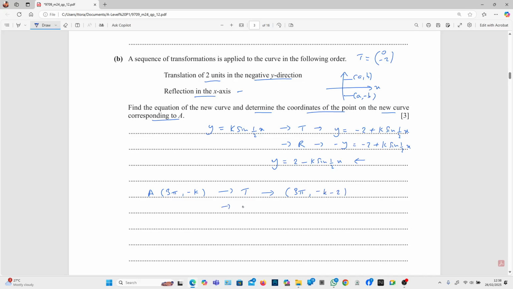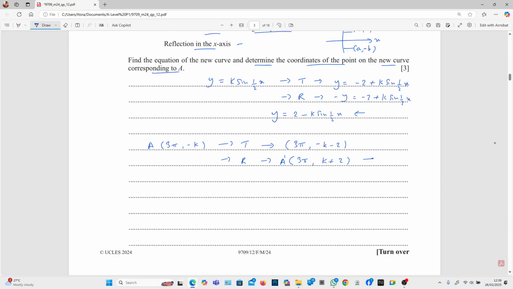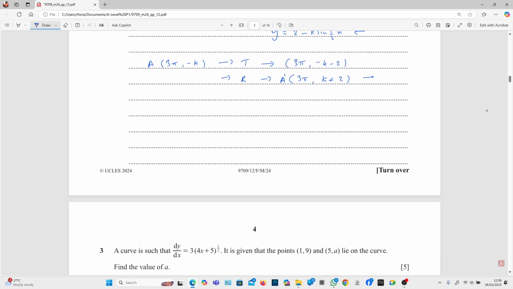Then it's going to get reflected, and we did say that for reflection, the y is going to turn negative. As you can see, b becomes minus b. So the x remains unchanged. So minus k and minus 2 becomes k plus 2. That's my image corresponding to A, the coordinates on the new curve. Let me just call it A dash, and this would be the answer to the question. Now that's part b of the question, and we're done.